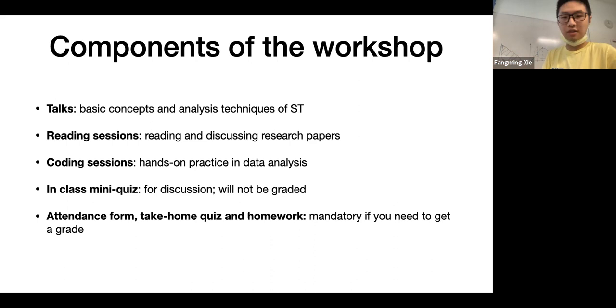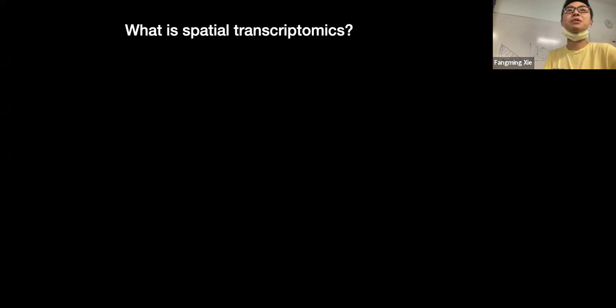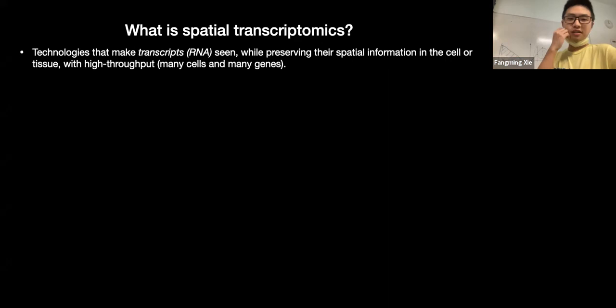What is spatial transcriptomics? So let's parse the words a little bit. It's the technologies that make transcripts seen while preserving their spatial information in the cell or tissues, and usually with high throughput. By high throughput, I mean this measurement can be done simultaneously on many cells and on many genes at the same time. So transcripts in biology doesn't mean your grade, it means RNA explicitly. RNA is the transcript of DNA.